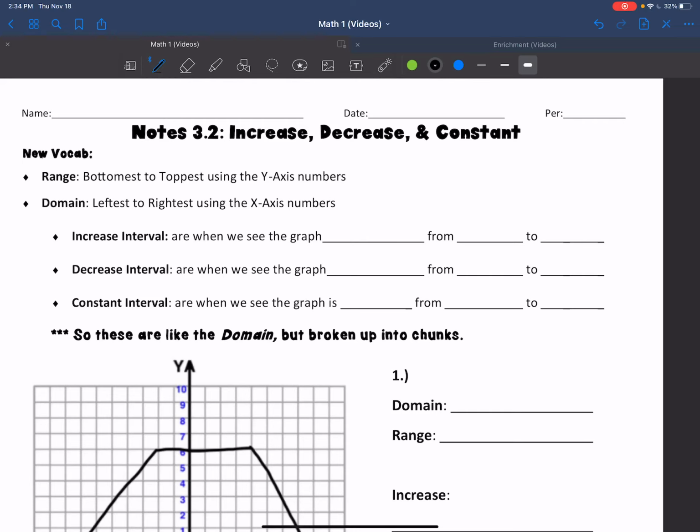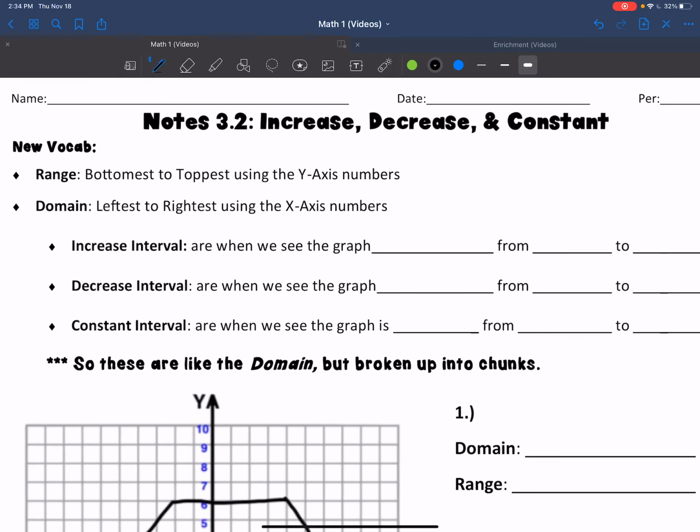Okay, so we have notes 3.2, which is about increase, decrease, and constant. The new vocab we used yesterday was range, which is the bottomest to the toppest using the y-axis numbers. The domain is the leftist to the rightest using the x-axis numbers. Those are vocab words we learned yesterday.